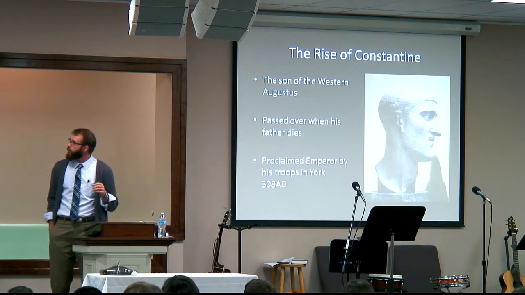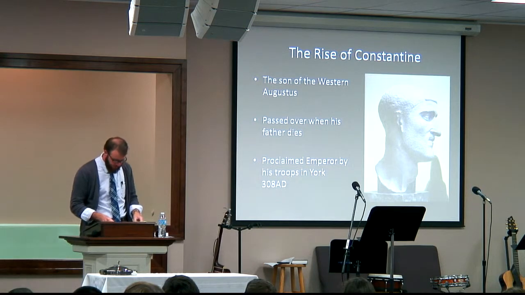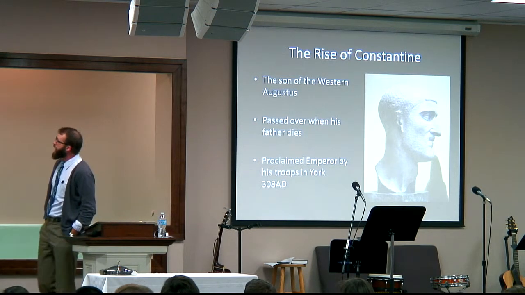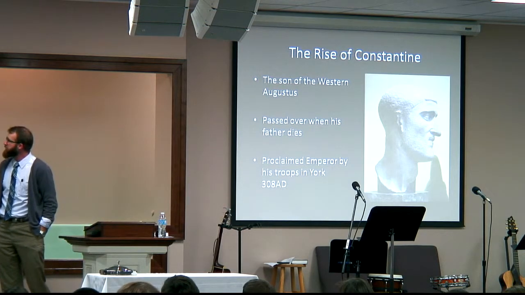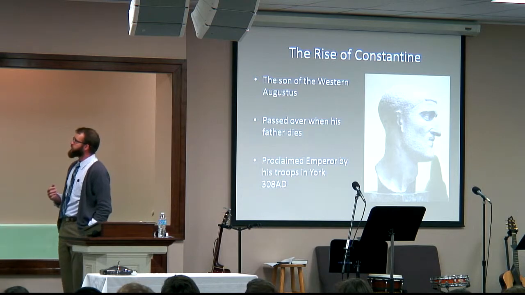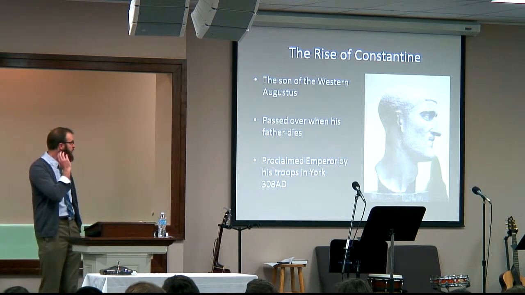All right, so the rise of Constantine. Constantine is going to be the son of Constantius Chlorus. And Constantius Chlorus is going to die, probably of leukemia. His name Chlorus means the pale. So he probably was suffering from some sort of blood disorder. He dies in York, which would have been far north in England.